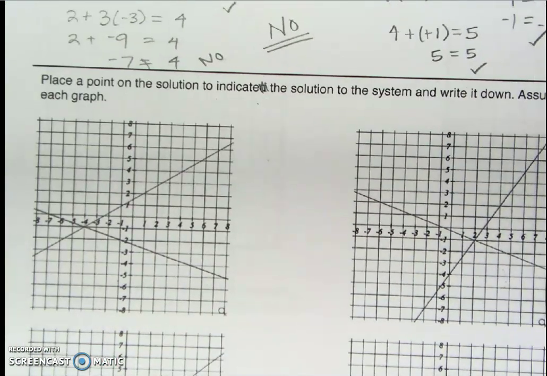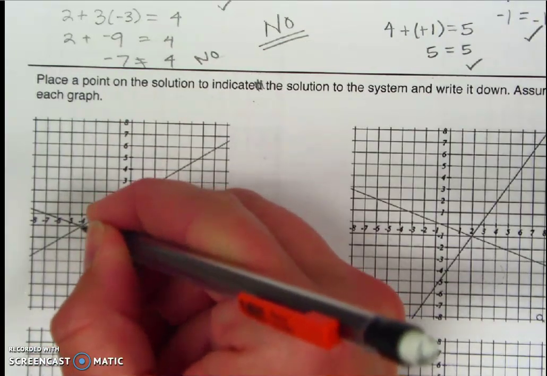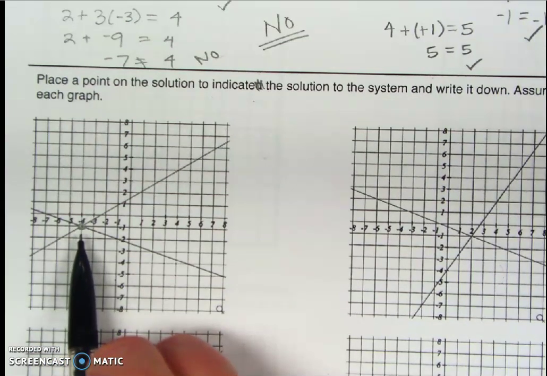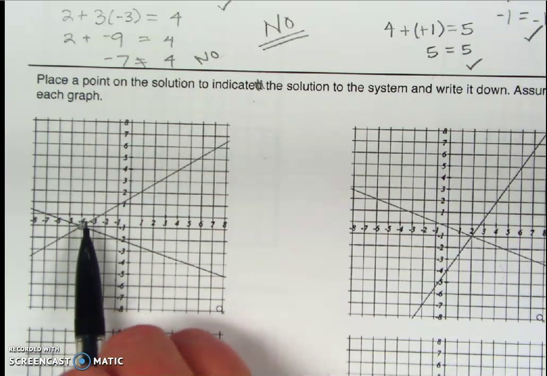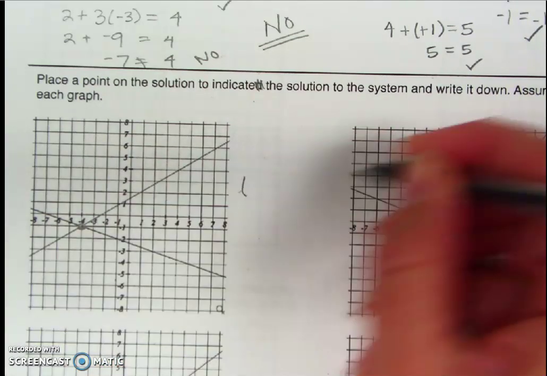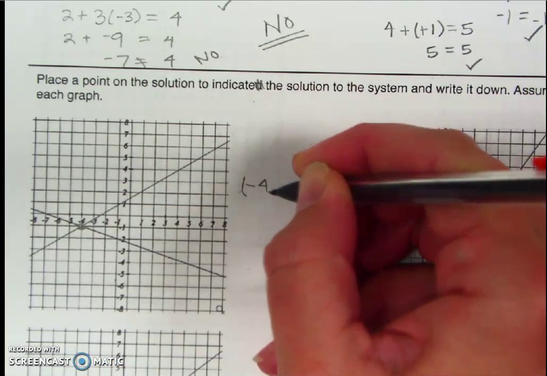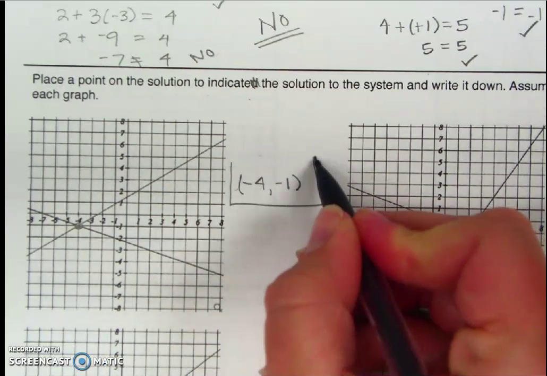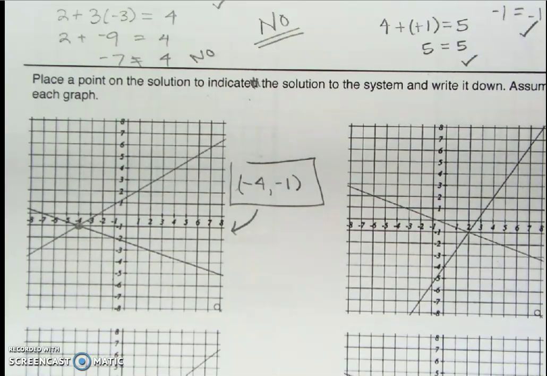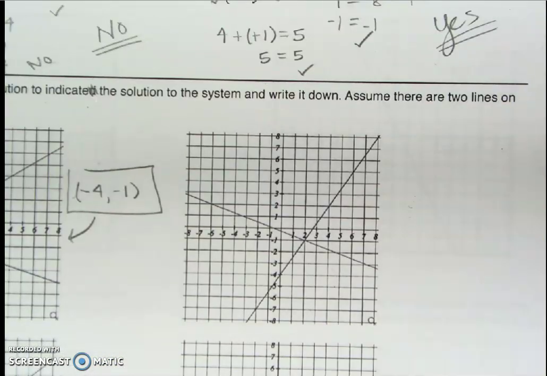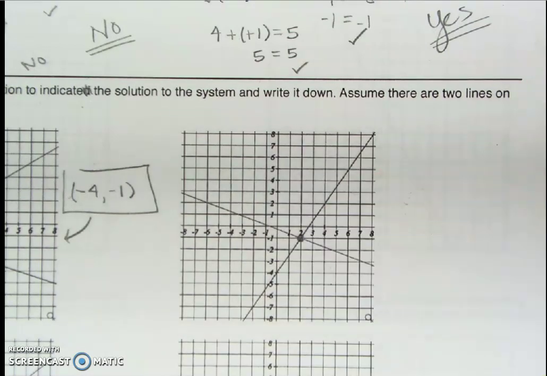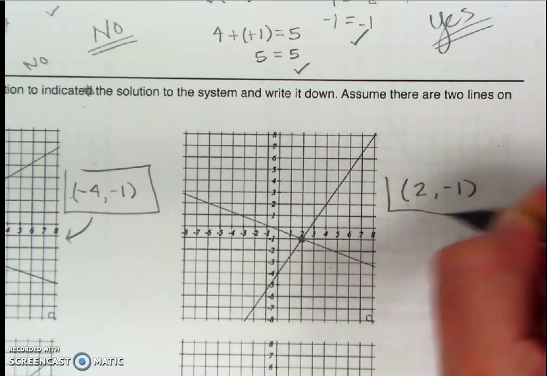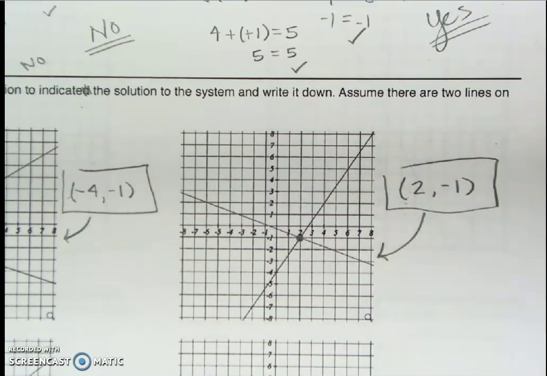Remember what we said in our vocabulary, X marks the spot. The one and only answer that works for both of these equations is this point right there. It's the cross point. It's where they meet. So for this system, the solution would be -4, -1. Let's try this one. X marks the spot. There it is. So this solution would be 2, -1 as the solution to this system.